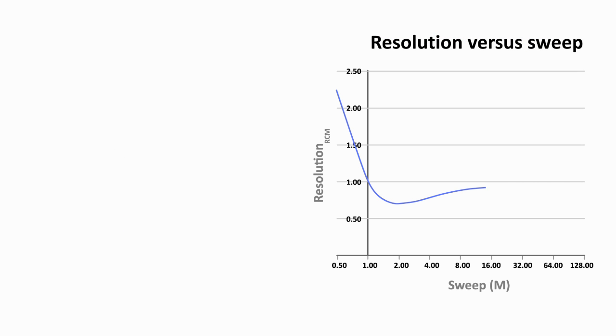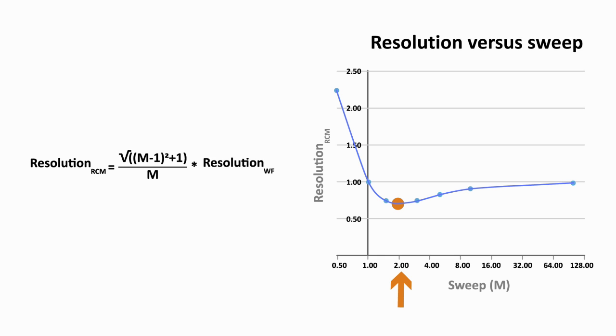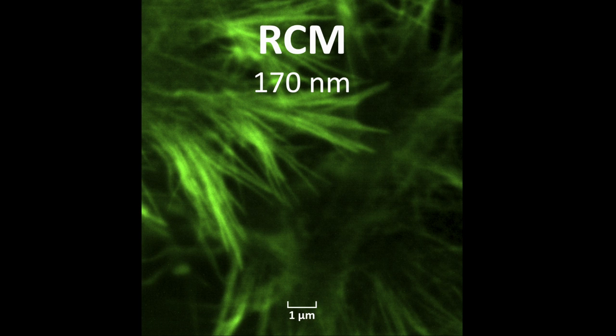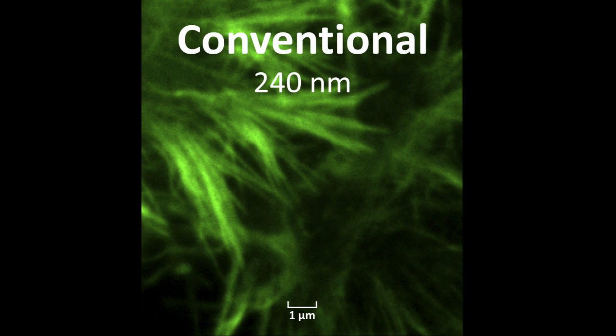We also analyzed larger sweeps and found that the double sweep improves the resolution best. This formula describes the relation between the length of the sweep and the image resolution. It clearly shows that a sweep larger than double does not improve the resolution. This is the invention behind the RCM. By using the RCM, the resolution of the fluorescent sample is upgraded to 170 nanometer, while a conventional confocal microscope resolves only 240 nanometer.